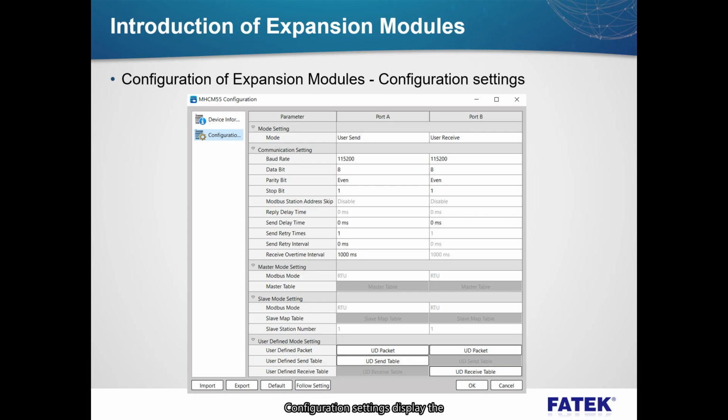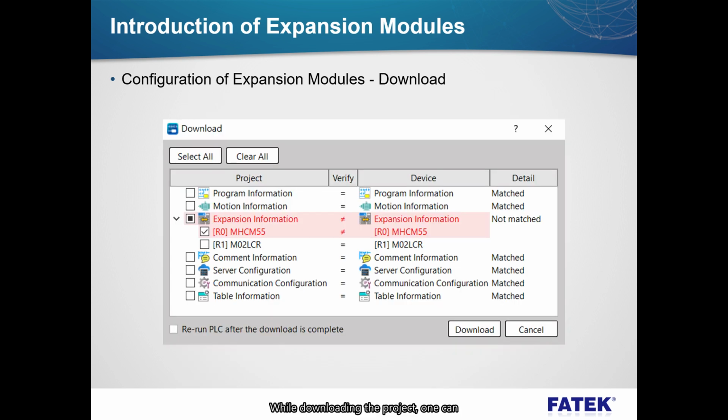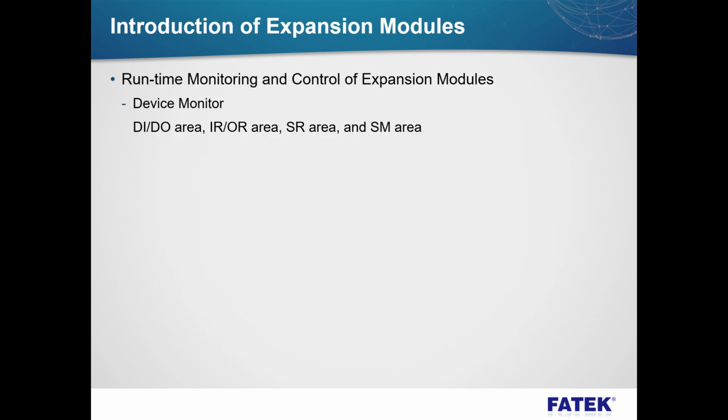Configuration settings display the corresponding settings of a module. While downloading the project, one can select the modules to download to. In this picture, R0 means this module is located at the first position on the right side. Automatically allocated device memory of a module can be monitored through Device Monitor, including DI and DO area, IR and OR area, SR area, and SM area, which saves time of search and creating status pages.